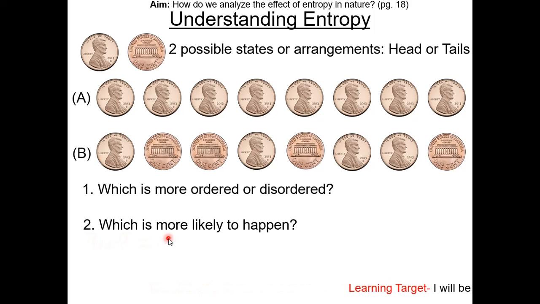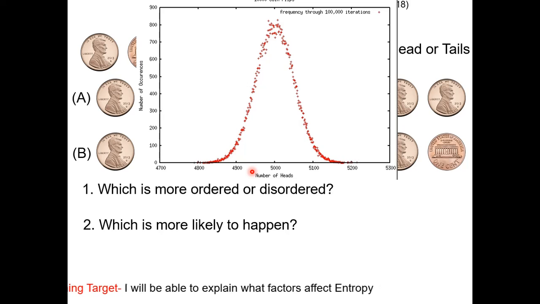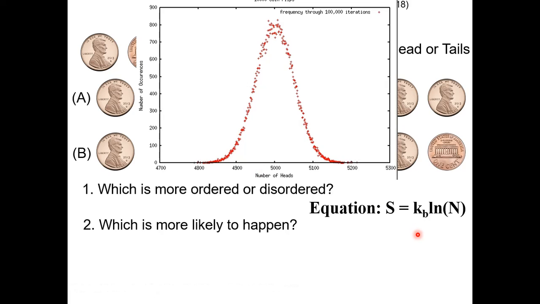Question 2. Which is more likely to happen? Scenario B is more likely to happen because it has more possible states. So if you were to flip the coin 5,000 times using a computer simulation, you can see that you're more likely to get a mix of heads and tails. So the relationship between disorder and arrangement is that the more arrangements there are, the more disorder, the higher the entropy. Here's an equation with which you can calculate the entropy. Kb is the Boltzmann constant, and n is the number of possible states.